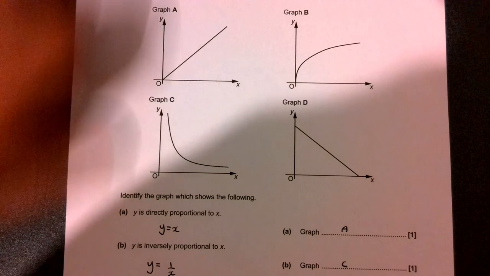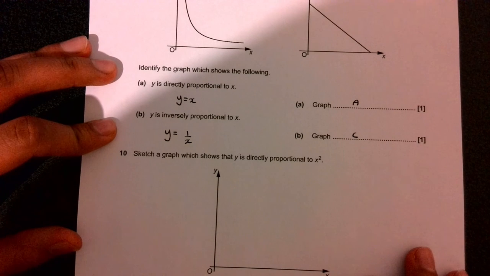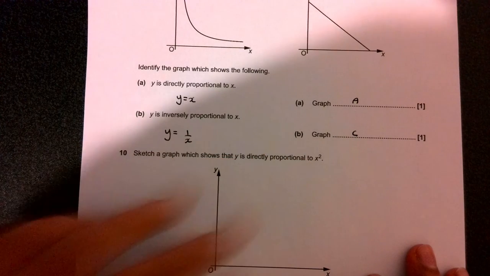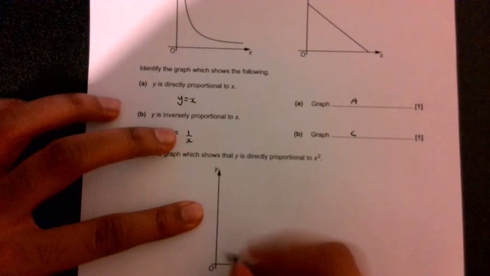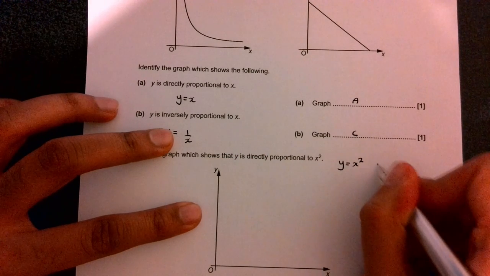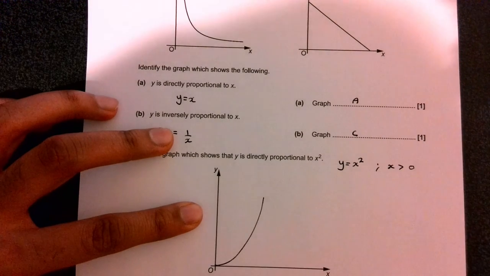And now for question 10, we have to sketch a graph which shows that y is directly proportional to x squared. Now, of course, we only consider positive values of x, so we draw the graph of y equals x squared, where x is greater than 0. So we have something like this.